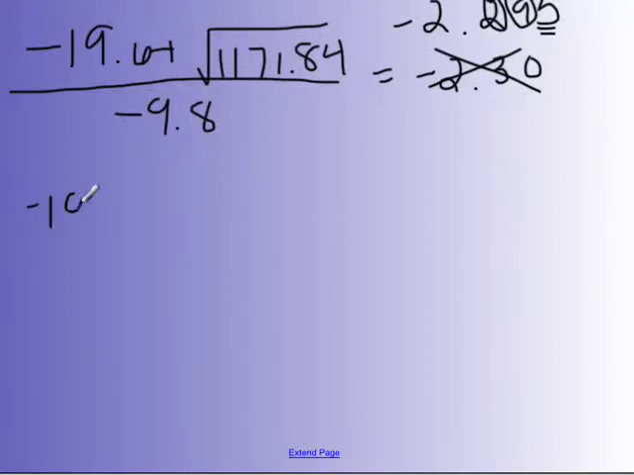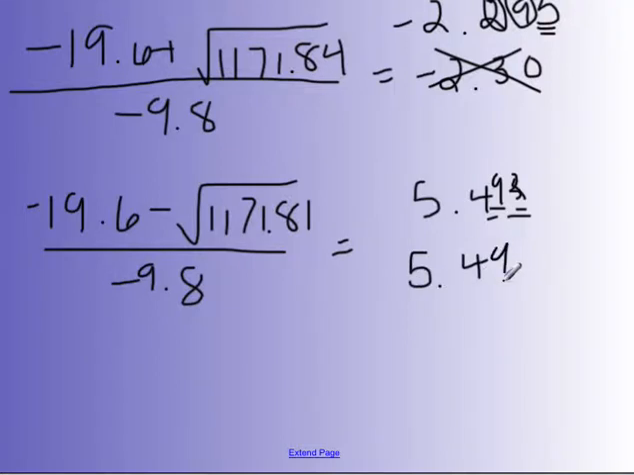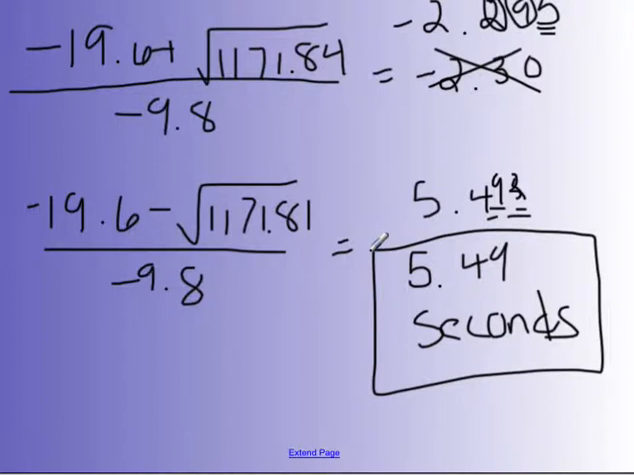Let's check our minus version. Negative 19.6 minus the square root of 1171.84 divided by negative 9.8. So when you type that into your calculator, you end up getting 5.493. Well, 3 is less than 5, so we're going to keep that 9 the same. So we end up getting 5.49 when we round, and we want to label that seconds because it was given to us that t was in seconds. So this is our final answer. We threw one of our solutions out, and our other answer was 5.49 seconds.